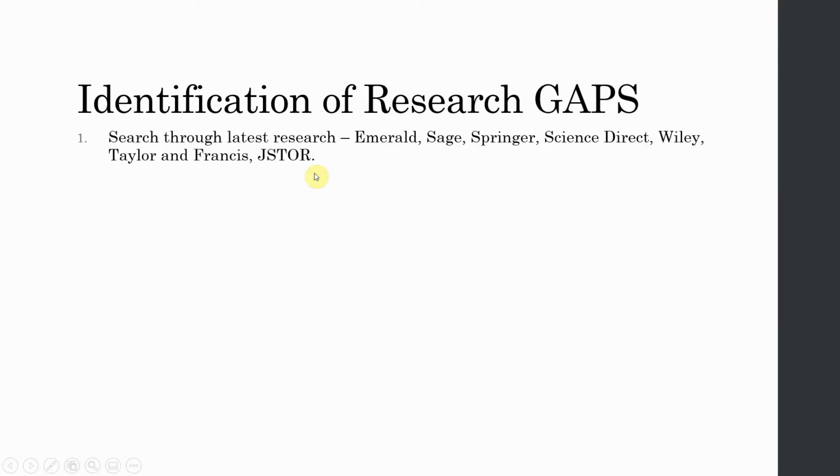So how do we identify the research gaps? Not every article published is a good article. Remember this. Not every journal is a good journal. Not every database is a good database. There are few that are agreed upon and are generally accepted as quality databases and journals. So what are those accepted quality databases and journals?